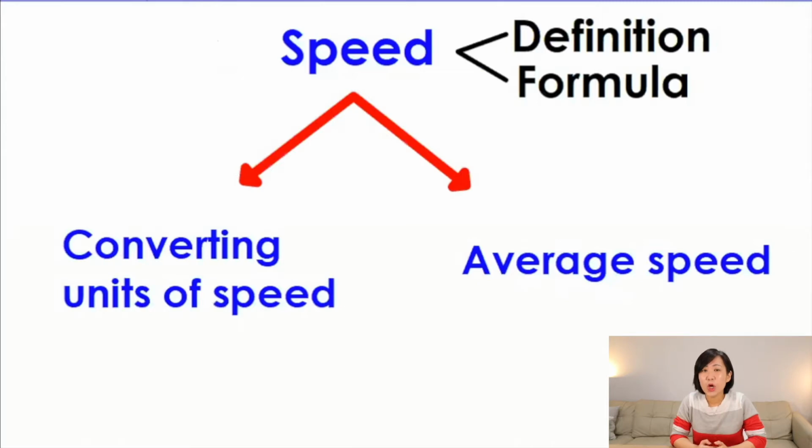Then also we're going to cover how to convert units of speed, since speed is measured by different units depending on the context. Then we move on to finding the average speed of the whole journey. Finally, I will challenge you with very difficult word problems of speed. Since the speed topic is closely linked to real life situations, we will cover various word problems for the entire lesson.